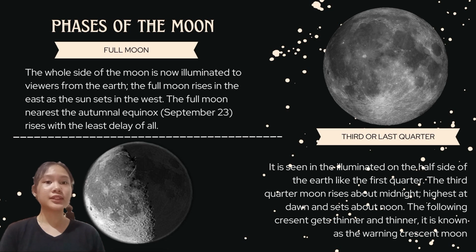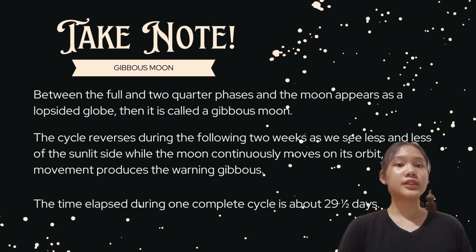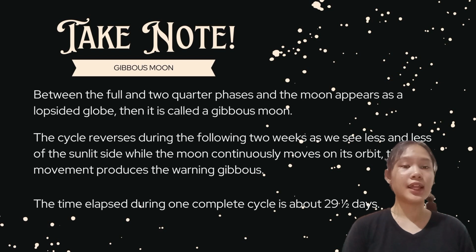The following crescent gets thinner and thinner. It is known as the waning crescent moon or the old moon, as it approaches the phase of the new moon to complete the cycle. Take note, between the full and two-quarter phases, when the moon appears as a lopsided globe, it is called a gibbous moon.